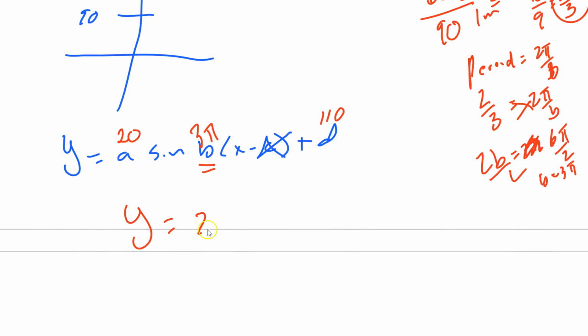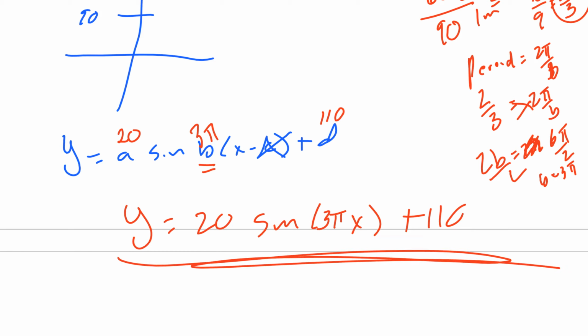The answer to the problem is y equals 20 sine 3 pi x plus 110. I put the 3 pi outside also with the x. And that's it. We're done with this lesson.